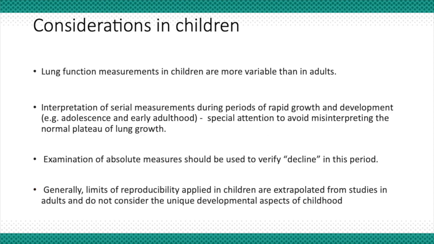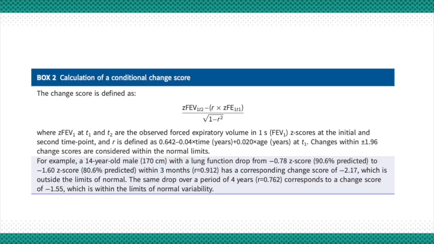So in children, because the lung functions are more variable, especially in rapid growth in adolescence, they recommend that a conditional score can help us assess the limits of reproducibility of the lung function. This is how the change score is defined. It's still not well studied and is proposed as a way of identifying the change. And here the Z score of FEV1 at a point of time T1 and T2 and the observed FEV1 at that point of time is considered with a constant, and these changes are considered as a change score.